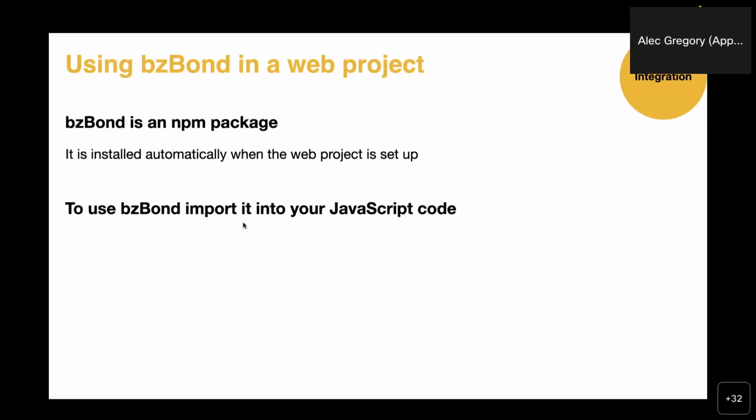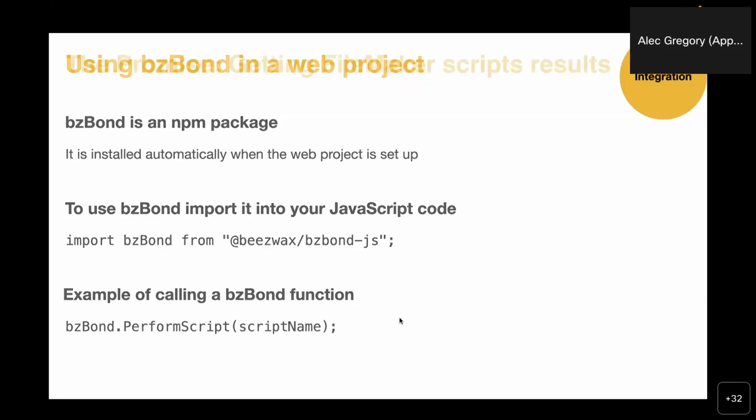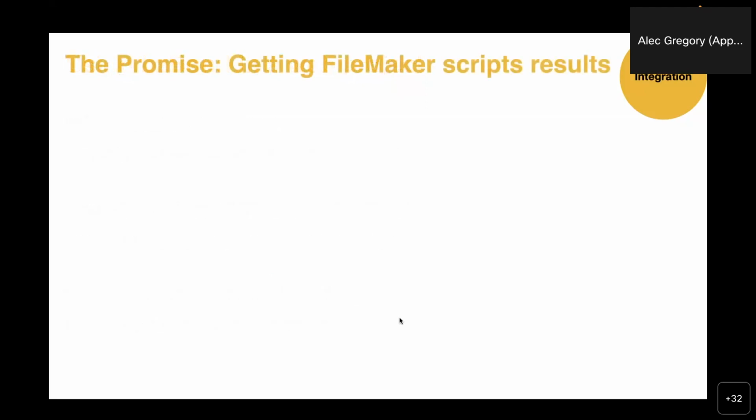To use bzBond, you just import it into your JavaScript code. And in the example that we saw, the splash screen, it's already there, so you can just follow that example, but the actual importing code is import bzBond from the beeswax organization, the bzBond.js repo, package. And then once you have it, you call functions by just prefixing with bzBond dot and then the relevant function. Again, these functions are all documented in the repo, so don't worry about jotting down their names.